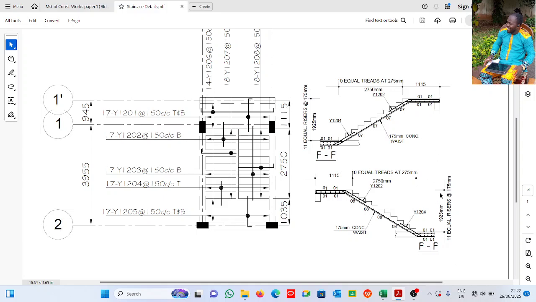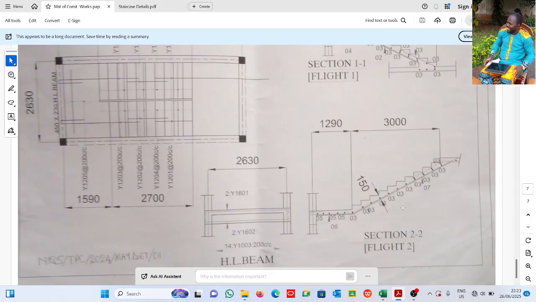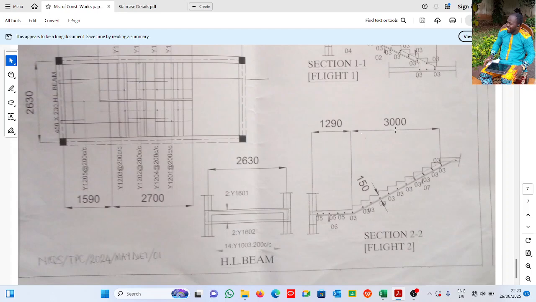Alright. So this will form a right angle triangle with this point here. That is what I have here. It is to form a right angle triangle. This is the height, 1925. Now this is the riser part, the tread part, 3000. I already explained that 3000 before, right? This is the horizontal distance. It is 3000, and I've said that is 3000.